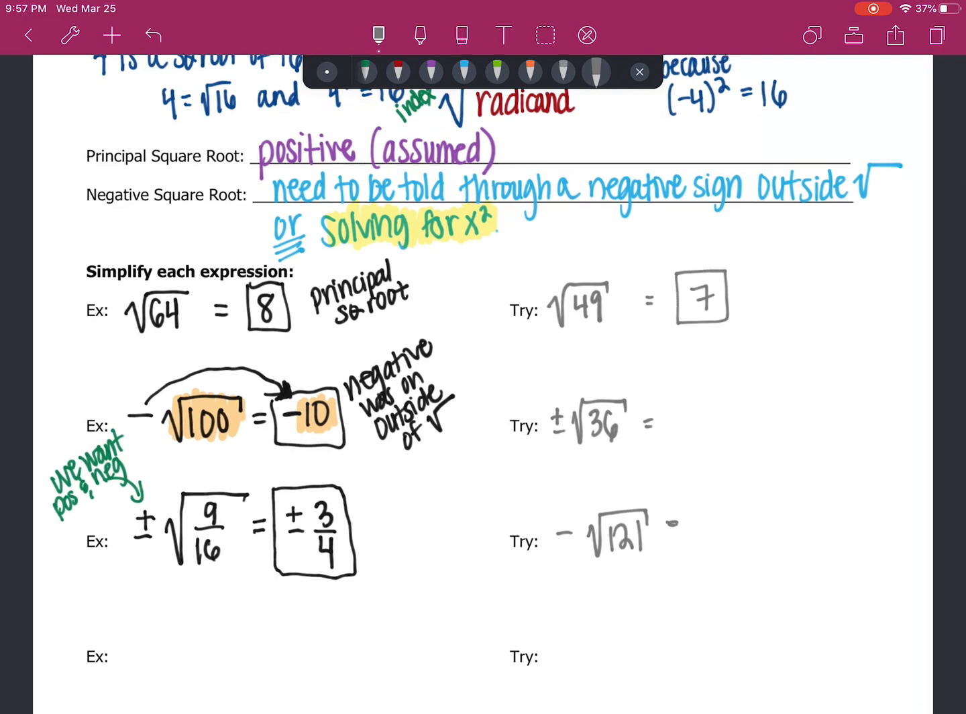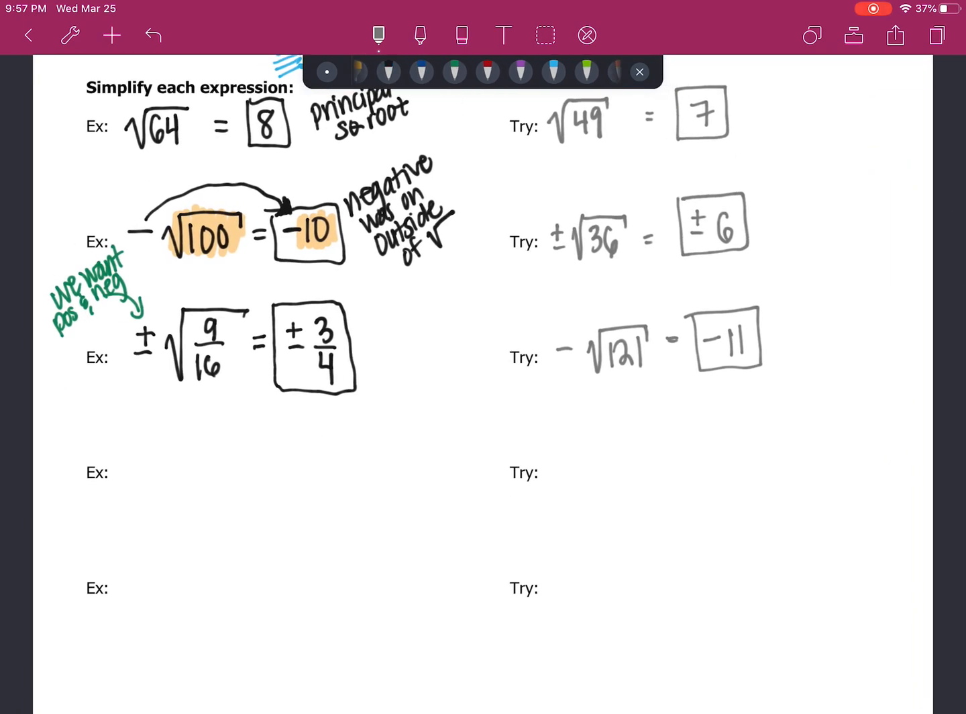So the first is just a 7. The second is plus or minus 6. And the third is a -11. Okay, here's another example.